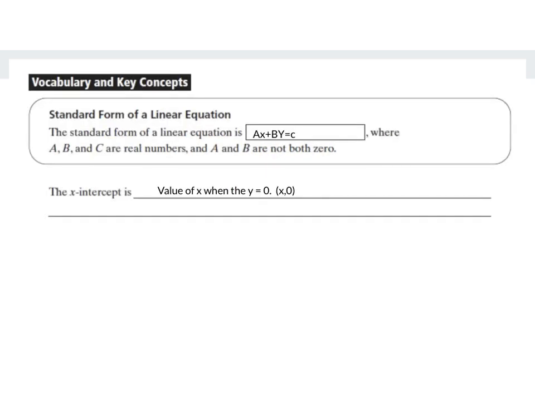So standard form of a linear equation is ax plus by equals c, where a, b, and c are real numbers. They're integers. We like them to be integers, and a and b are both not zero. The x-intercept is the value of x when y is 0, so our point would look something like x comma 0.